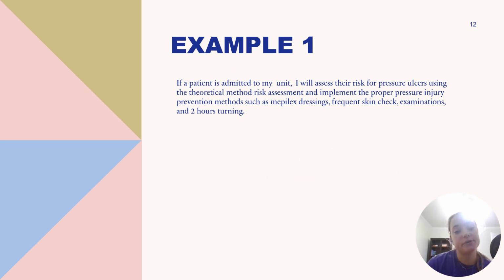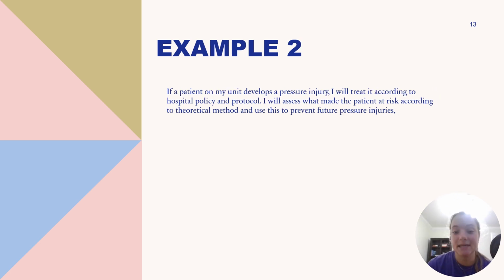My first example is that if a patient was admitted to my unit, I will assess the risk for pressure ulcers using the theoretical method risk assessment and implement the proper pressure injury prevention methods. My second example is that if a patient on my unit develops a pressure injury, I will treat it according to hospital policy and protocol, and I will assess what made the patient at risk according to the theoretical model and use this to prevent future pressure injuries.